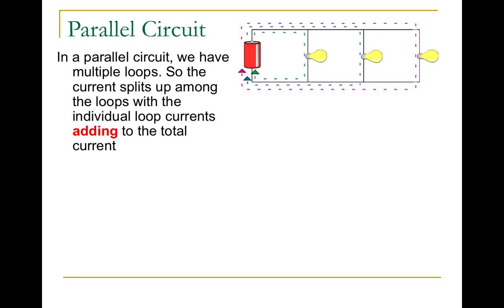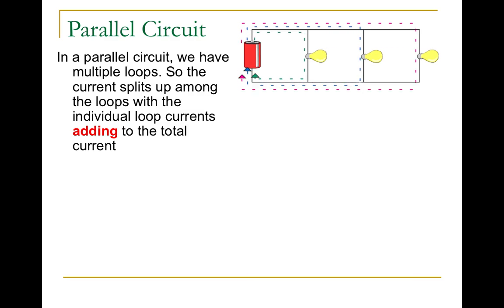All right, let's talk about a parallel circuit. So you have a wonderful animation here where you have 3 different colors of current. So in a parallel circuit, you have multiple loops, and the current is going to split among the loops with the individual loop currents adding to the total current. So what you see here is the total current that leaves the battery. You have a pink current, a blue current, and a green current.